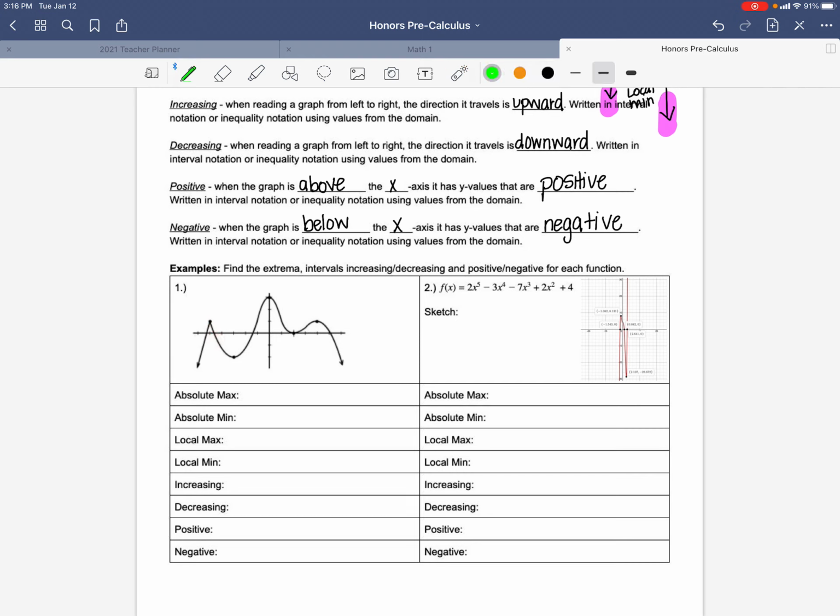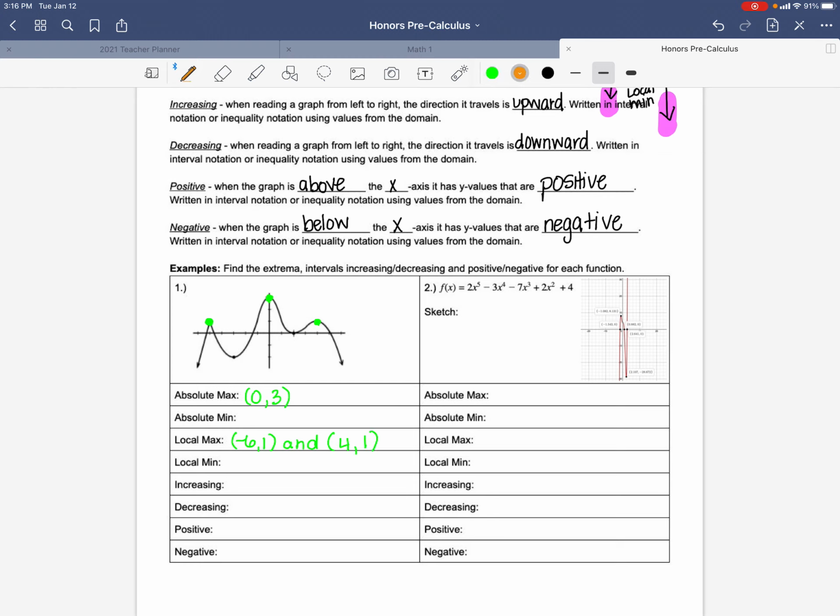So when I look at this graph, I can see that I have a maximum point here, here, and here. So my absolute maximum in this graph is located at (0, 3), because that graph is not going to go any higher than at (0, 3). Then I have a local maximum. My local maximums are going to be located at (-6, 1), and there's another local maximum located at (4, 1).